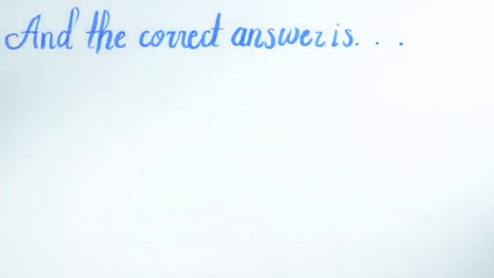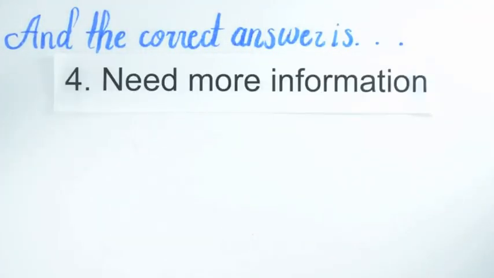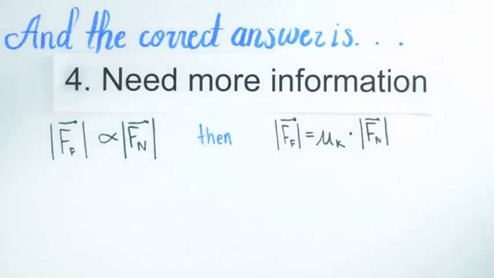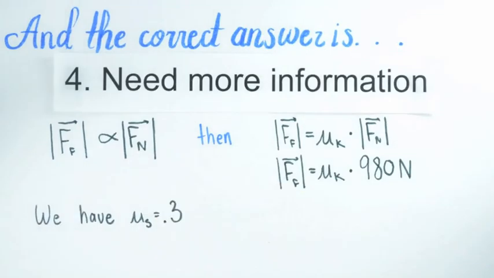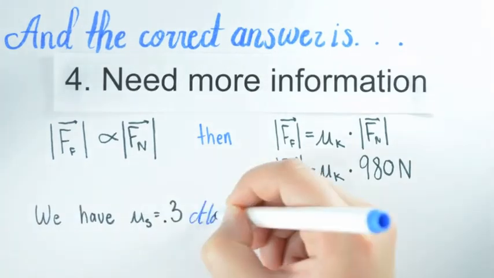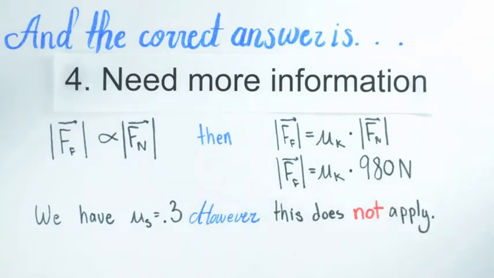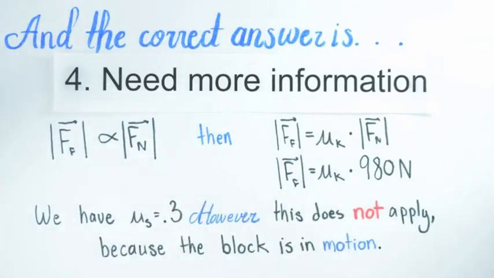The correct answer is, we need more information. If we assume we can apply our dry friction model here, where the magnitude of the sliding friction force is proportional to the magnitude of the normal force, then, since we know the magnitude of the normal force, we could determine the magnitude of the friction if we knew the proper friction coefficient. We have the coefficient of static friction given. However, that won't help us here, as it doesn't apply here where the block is in motion relative to the floor. We need another piece of information, for example, the kinetic coefficient of friction, to find the magnitude of the friction force.